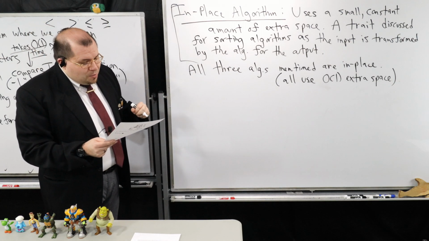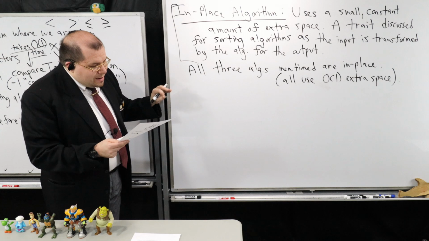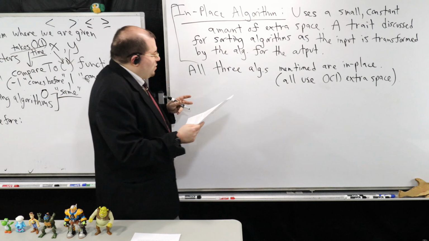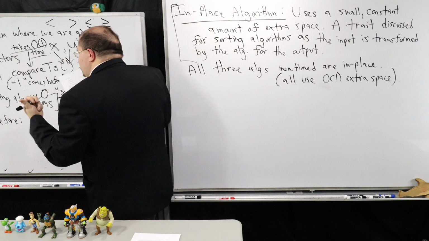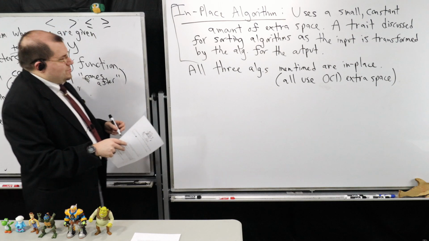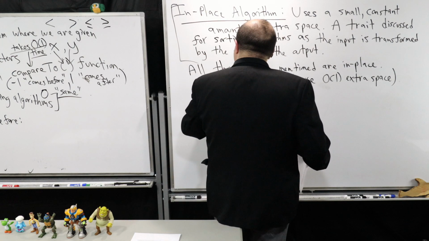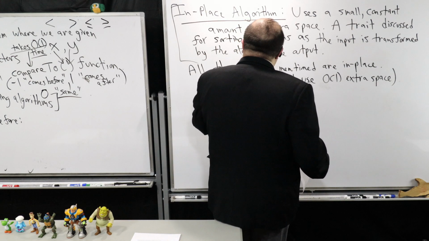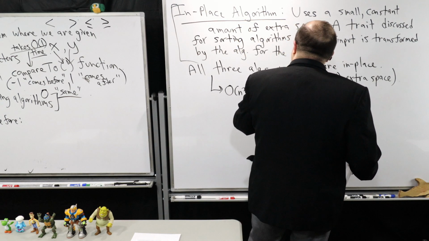One thing I want to point out as well is that the quadratic time I gave over there is also true in the average case. So I should also mention that these are all big O of n squared in the average case as well.